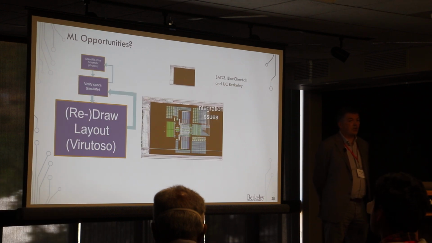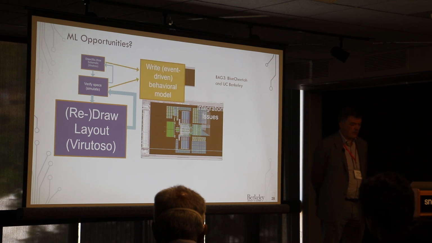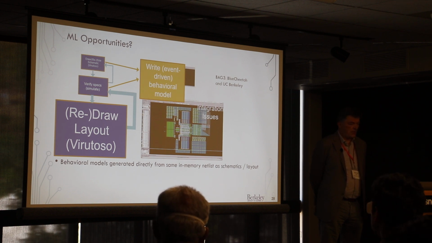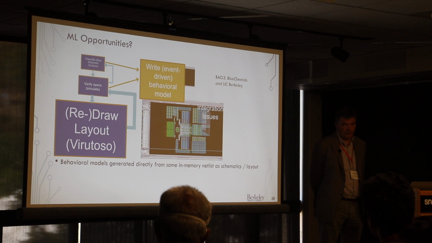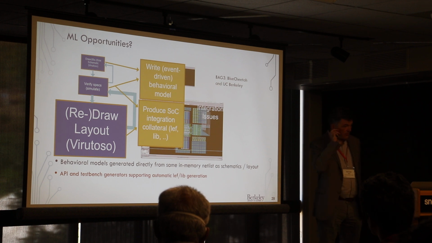A few other things that I would like to mention here again. We know that this is what we did so far. We got this loop kind of working. But there are other things that are out there. We need to write event-driven behavioral models. And BAG 3 does help now with that, but it would be great to have a little more designer intent in there. Produce SoC integration collaterals. Well, there is an API now that exists from BAG into Virtuoso that will do that, but it needs more integration with other tools.